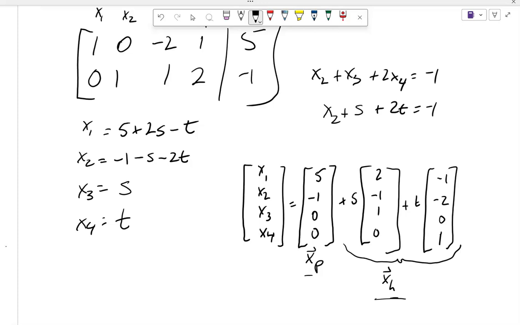Are we okay with the row reduction process? Get 1, get zeros, get 1, get zeros.